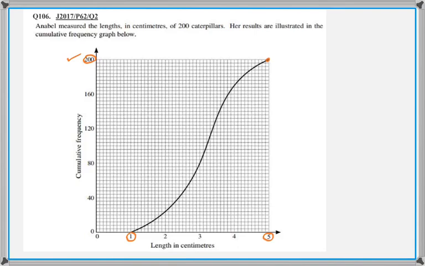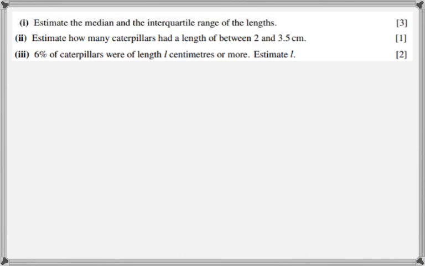This is a CF graph. Technically, it's a CF curve because it's an ogive drawn by joining by freehand. And then it says, estimate the median and interquartile range. That is easy. Estimate how many caterpillars had a length between 2 and 3.5. Let's see how to do this.